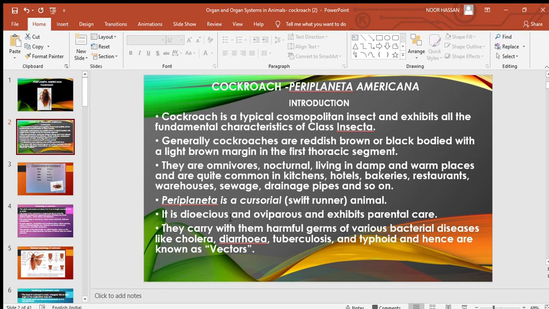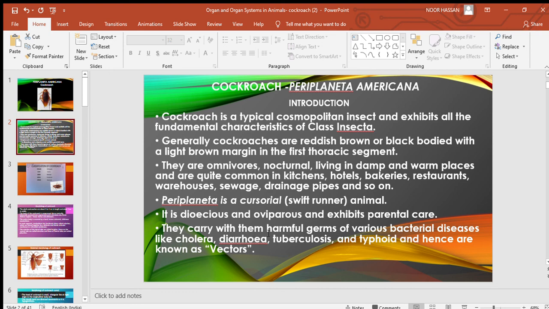That is, sexes are separate, male and female cockroaches having individual reproductive organs. So they are dioecious. And oviparous, they lay eggs and exhibit parental care. They take care of their young ones for some time.